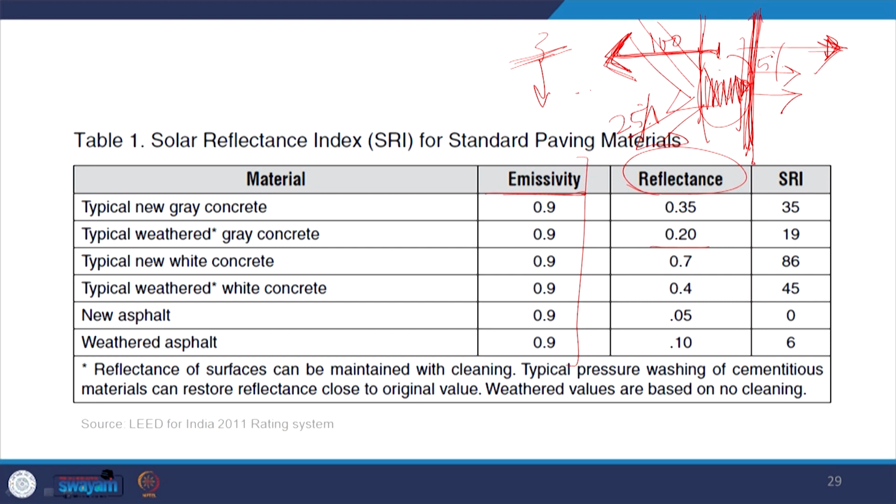So, we should be selecting this SRI value which I was discussing, the solar reflectance index, which is a combination of these two properties, emissivity and reflectance. The higher the SRI value, the higher the amount of heat which is reflected back and released.